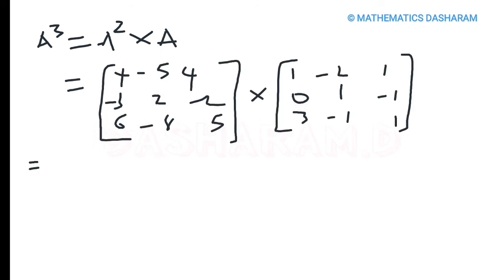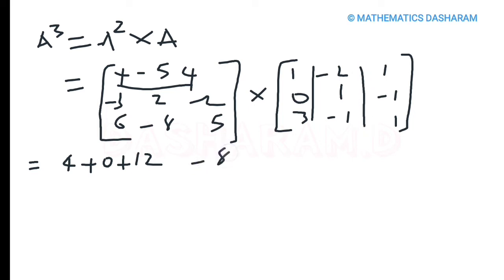Now the A cube answer. A cube equals A square into A. Here is the A square matrix and here is the A matrix. First row, first column: 4 ones are 4, minus 3 into 0 is 0, 4 into 3 is 12. Next, same first row but multiplied with the second column: 4 into minus 2 is minus 8, minus 5 into 1 is minus 5, 4 into minus 1 is minus 4. Next, third column: 4 into 1 is 4, minus 5 into minus 1 is plus 5, 4 into 1 is 4.